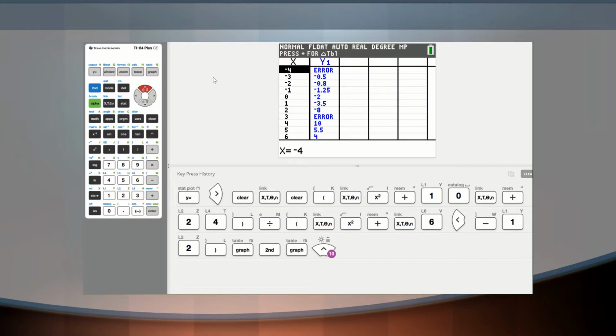I didn't state my domain back on the other slide, so the domain is x such that x cannot equal negative 4 and it cannot equal positive 3. I can see that there in my graph. But other than that, x is an element of all real numbers.